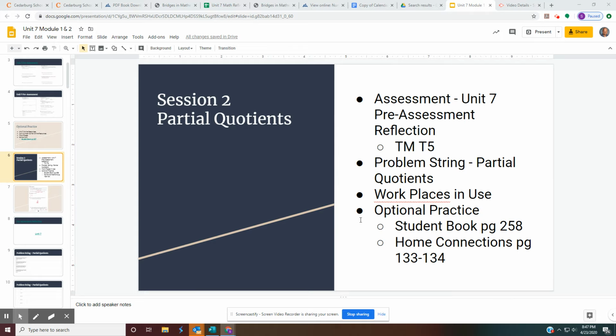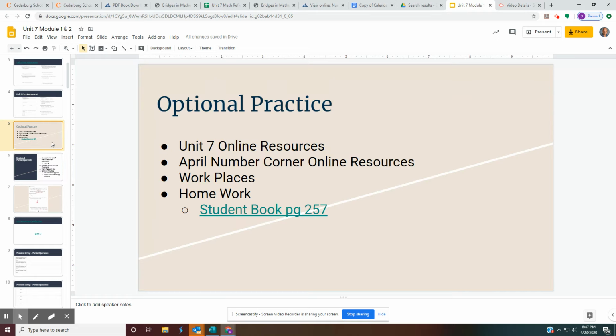But first, we're going to look at our pre-assessment or our pre-test for Unit 7. And we are going to be reflecting a little bit on there, see where we need some help, see where we have some strengths, and then make a plan on how we're going to improve from there. When we're done, you'll have your student book, page 258, and your home connections, pages 133 and 134, to complete for next lesson. Let's take a look at what our homework was for yesterday.